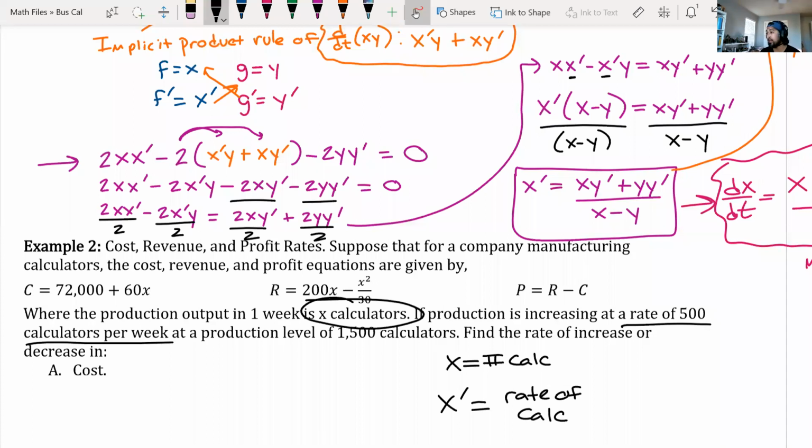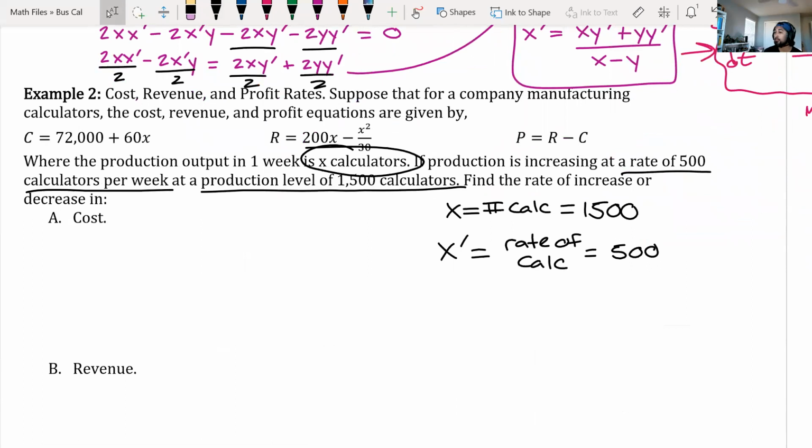Okay, so we're just putting a label on what our x's mean, and now we're going to put a numerical value to it. So for our derivative, since it says rate, it says that we're producing 500 calculators per week, the rate. So this means that x prime will be 500. And then it says that we are producing 500 calculators per week at a production level of 1,500 calculators. So this means that x is just the number of calculators. So x is going to be 1,500. Can you scroll down a little bit, please? Yeah. There we go.